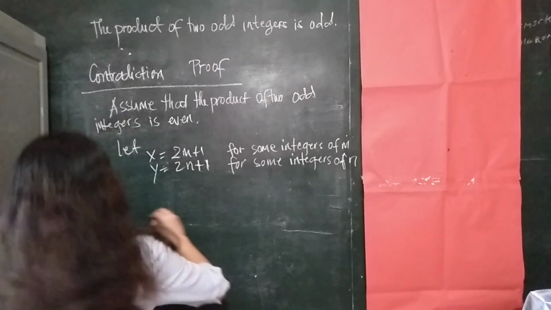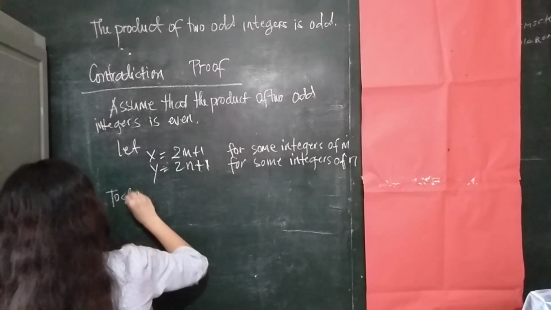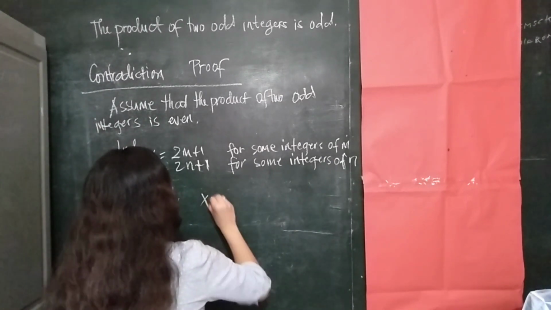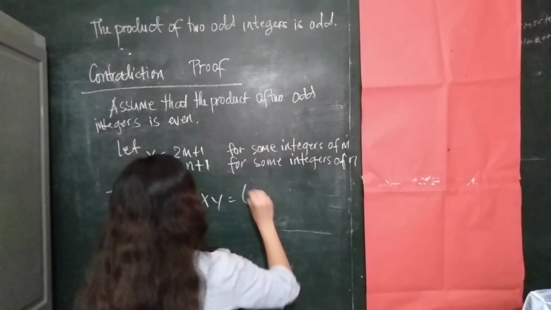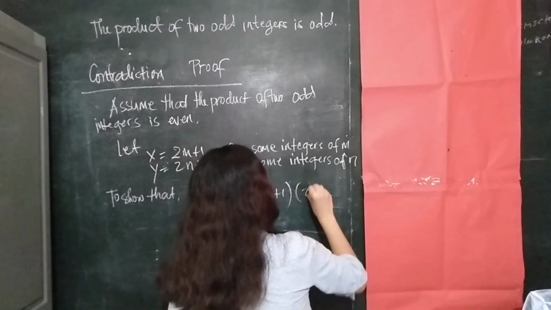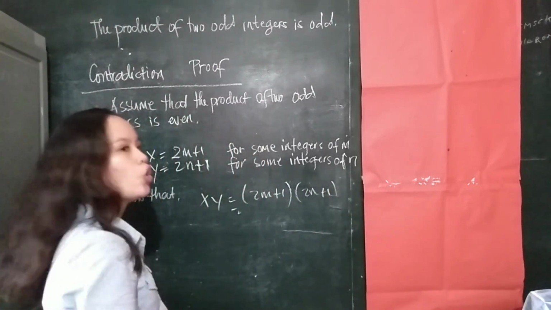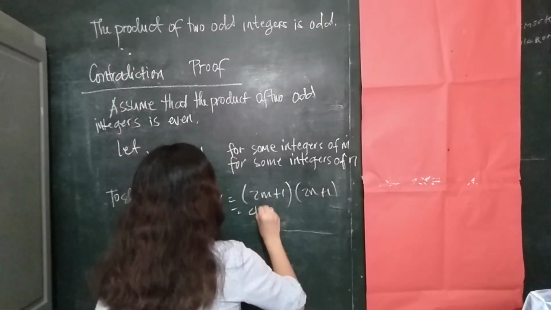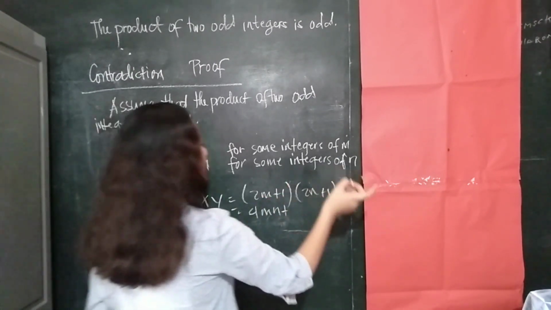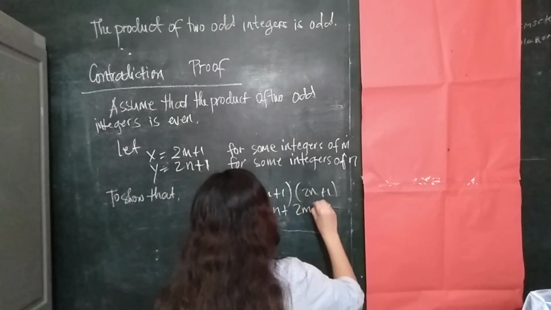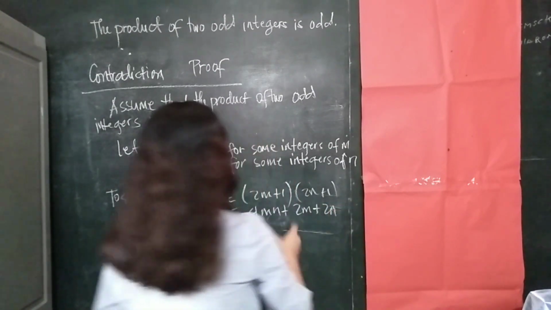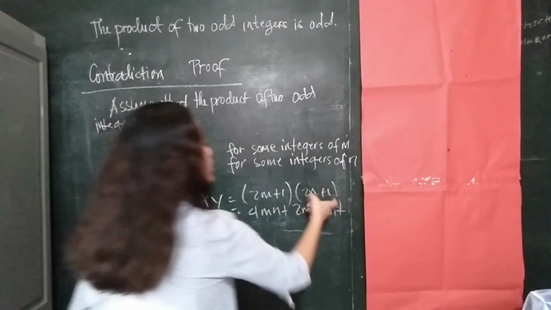To show that x times y is equal to 2m plus 1 times 2n plus 1. 2m times 2n is equal to 4mn, plus 2m times 1 is equal to 2m, plus 1 times 2n is equal to 2n, plus 1 times 1 is equal to 1.